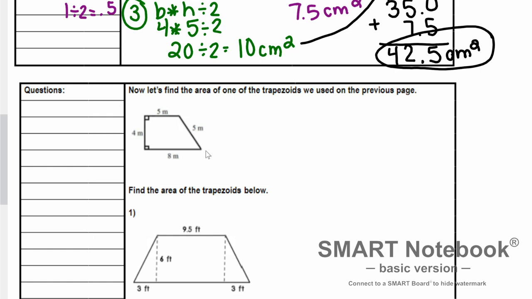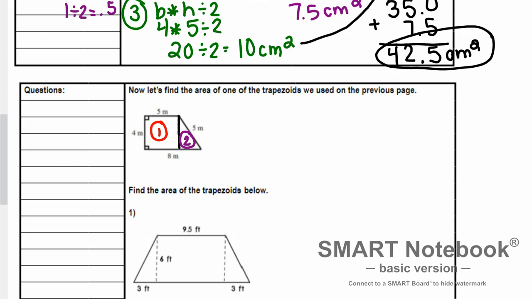Okay, so this next problem is a trapezoid that does not have 2 triangles. It's only going to have the 1 triangle. And you're going to notice it's missing some measurements. So let's go ahead and number our shapes. We've got our rectangle number 1 and our triangle number 2.